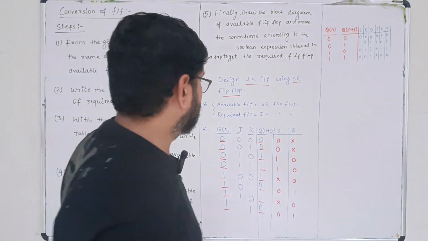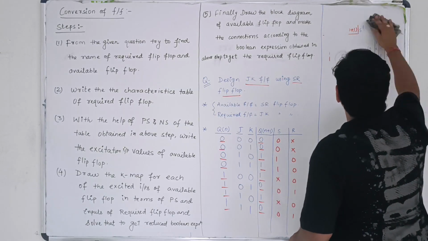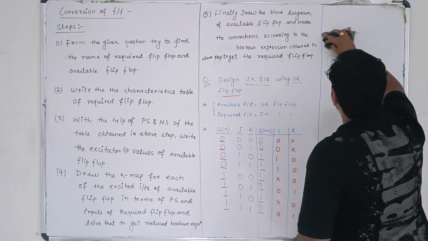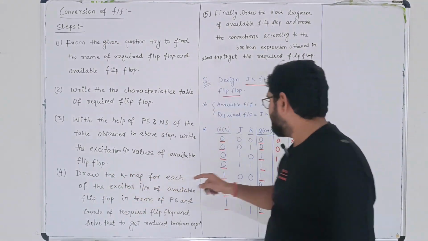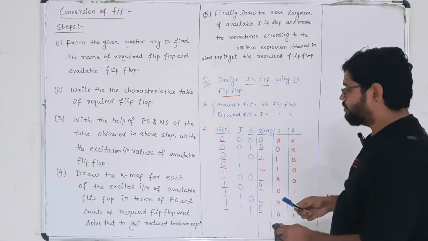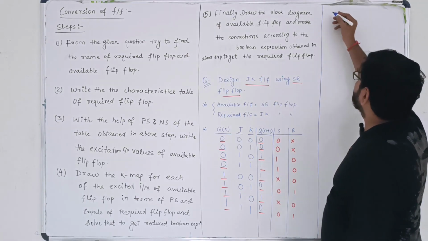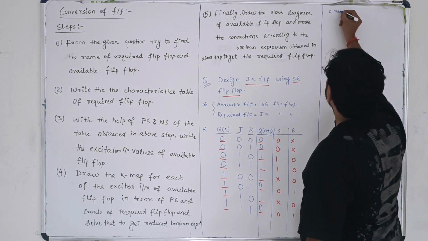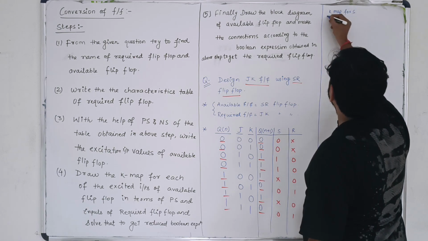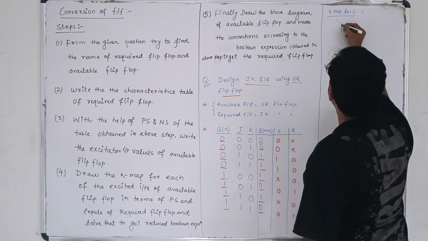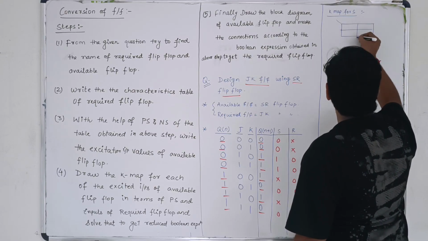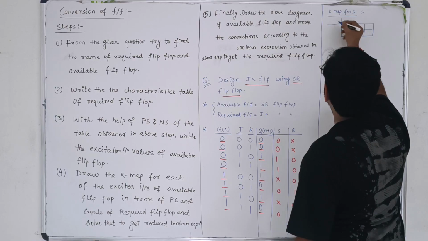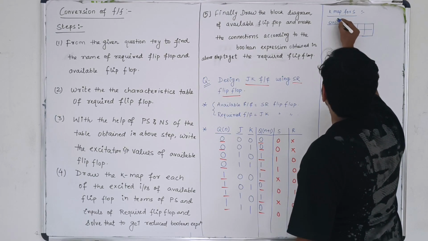Now once you are done with the excitation input values, next we'll go for the K-map. What K-map needs to be drawn? Draw the K-map for each of the excitation inputs, meaning S and R. So K-map for S will go like this. This side I am writing Qn, and this side I am writing JK. Why am I writing JK?